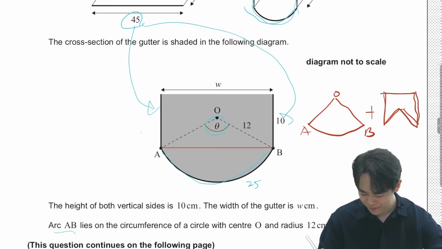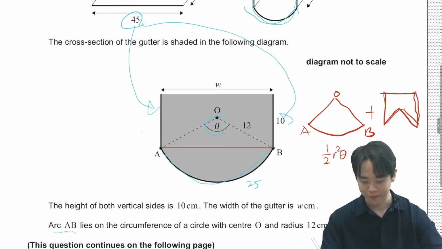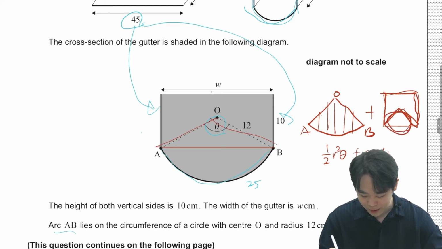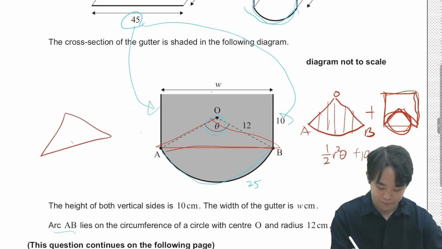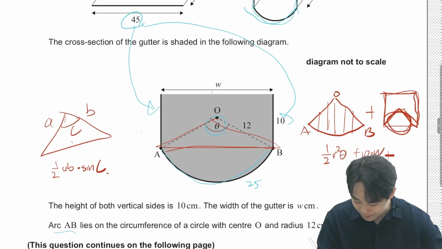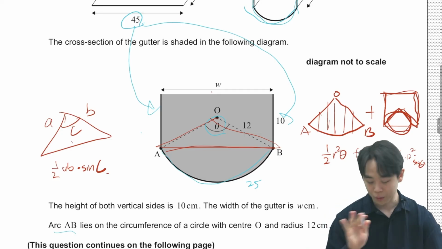So what we could do is 1/2 r squared theta, since that's the formula for sector area. Then to find this one, we would do 10 times W, right? But then we have to count out this triangular area. So for the area of a triangle, we can use 1/2 ab sine C, so two side lengths multiplied, 1/2, then sine C here. So we could do minus 1/2 12 squared sine theta. That's one way to do it.